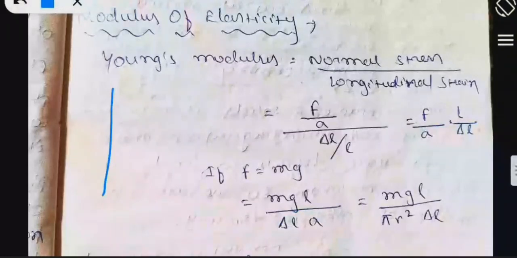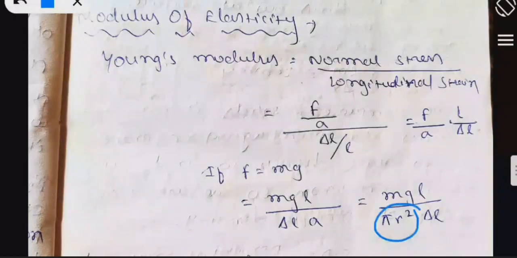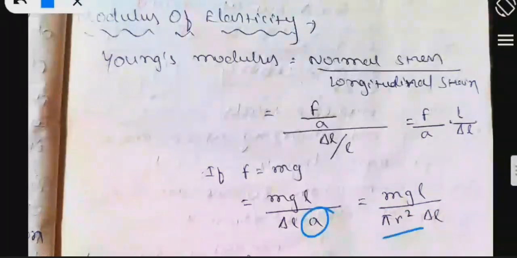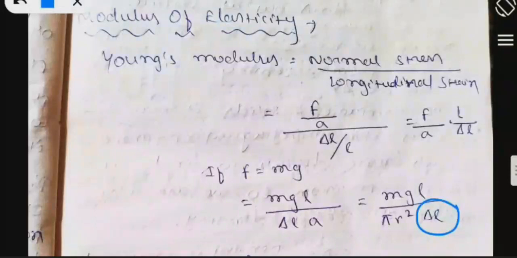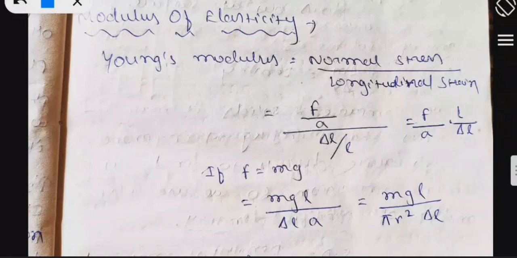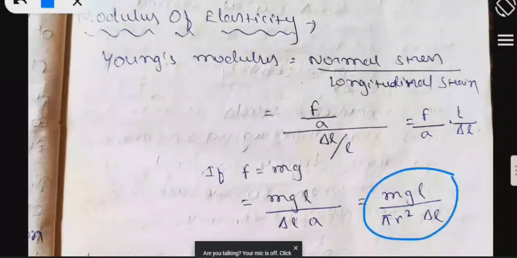For a longitudinal concept, for the wire, obviously we have to take the cross-sectional area, right? So this is pi r square. I have to replace this area with pi r square. So this formula changes to mgL divided by, instead of A, pi r square into delta L. So this is Young's modulus, and Young's modulus has two formulas. One is F by A into L by delta L. If only the radius is given and the area is not given in the question, then you have to go for pi r square, and the formula changes to mg into L divided by pi r square into delta L.